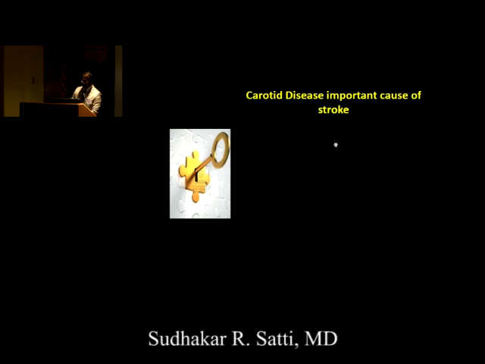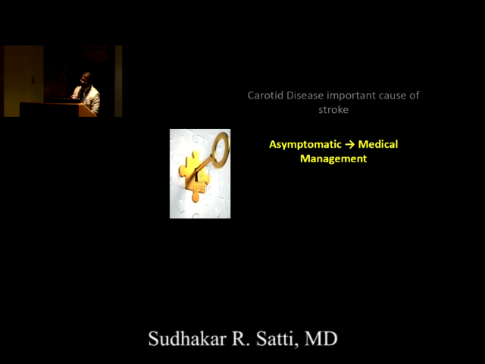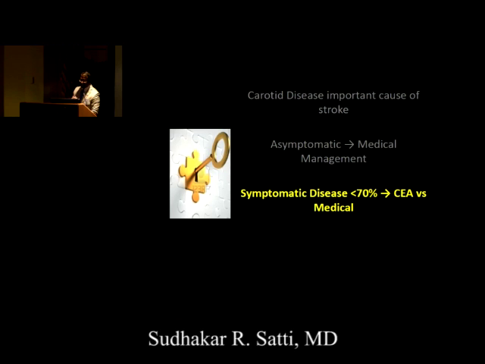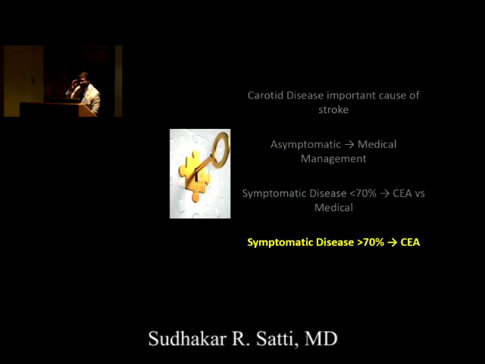So just to finish, so we can stay on time, the key I want you to remember, if you can, is that carotid disease is a very important cause of stroke. Most people would say 15% of strokes are caused by large vessel proximal disease. For asymptomatic patients, at this point, medical management is probably superior to surgery, including carotid artery stenting. Symptomatic disease less than 70%: surgery, carotid endarterectomy in men is probably better than medical management alone. Symptomatic disease greater than 70%: carotid endarterectomy, again, is the recommended treatment of choice.